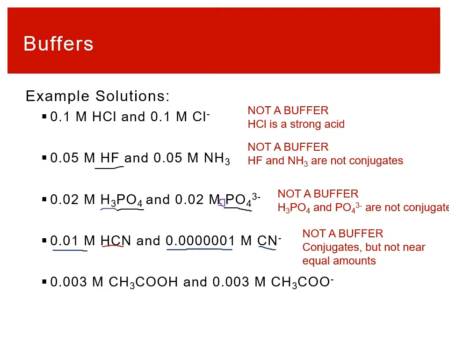We know at equilibrium, yeah, you do make some of the conjugate, right? It's a weak acid, some of the conjugate base is there, but this isn't a buffer. These amounts would need to be like 0.01 and then a value close to 0.01.